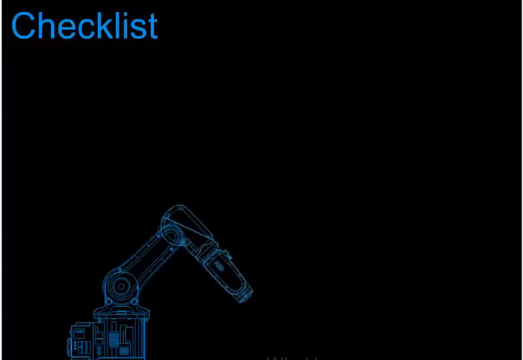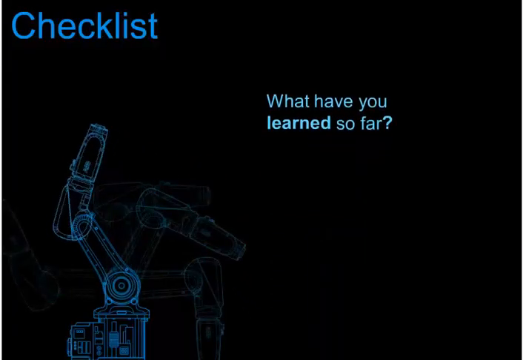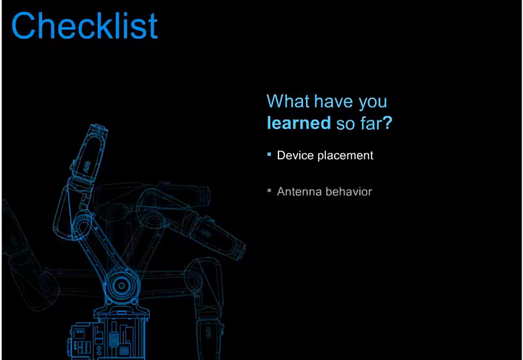What have you learned so far? A WirelessHART network is easy to implement. There are a few metrics to consider when placing a device. The antennas provide a main signal direction, which should be considered to ensure a successful network design. While the antenna provides a main signal direction, it can still receive from all other directions.